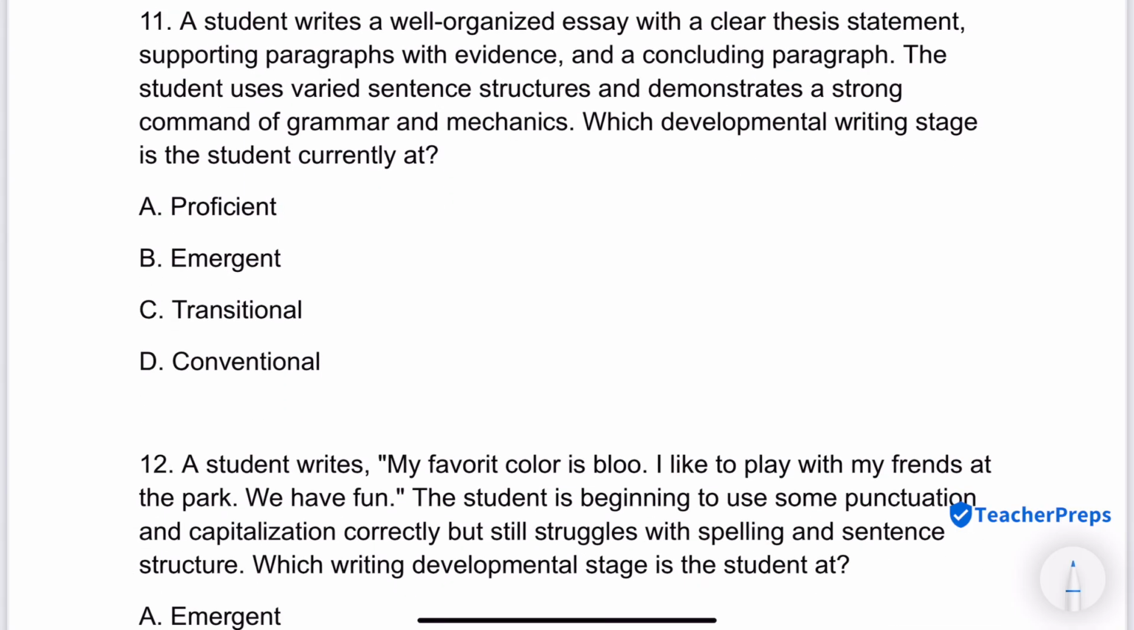Moving on to question number 11. A student writes a well-organized essay with a clear thesis statement, supporting paragraphs with evidence, and a concluding paragraph. The student uses varied sentence structures and demonstrates a strong command of grammar and mechanics. Which developmental writing stage is the student currently at?